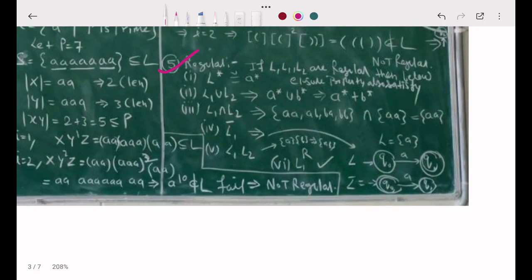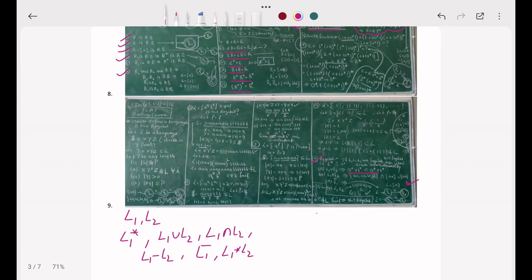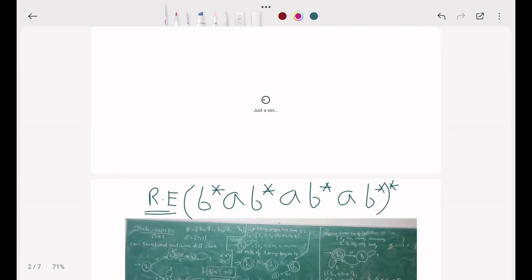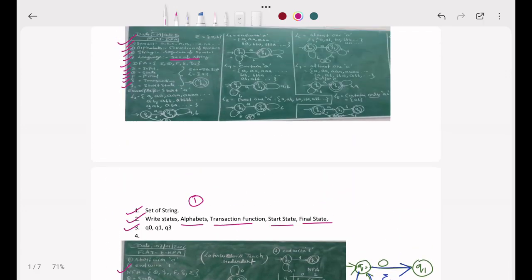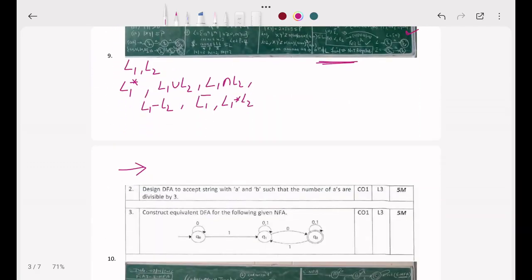Okay, so now you can see I also proved why it is regular. All questions I proved, why it is regular. So this question is also the closure property. This is the closure property. Okay, so the total number of questions you can see we already explained inside the classroom.